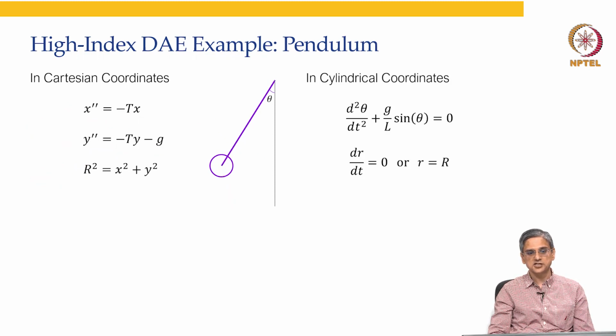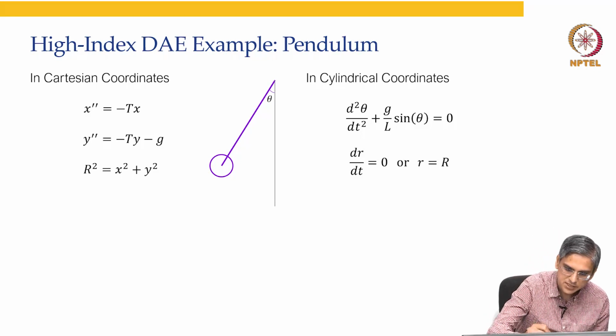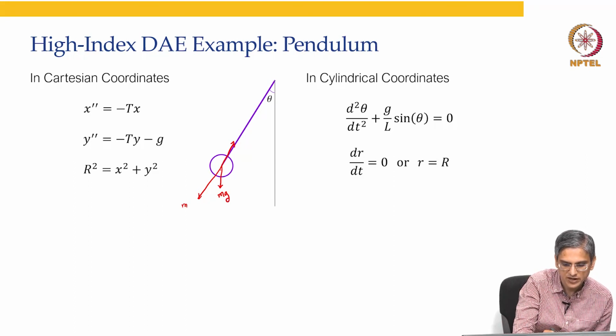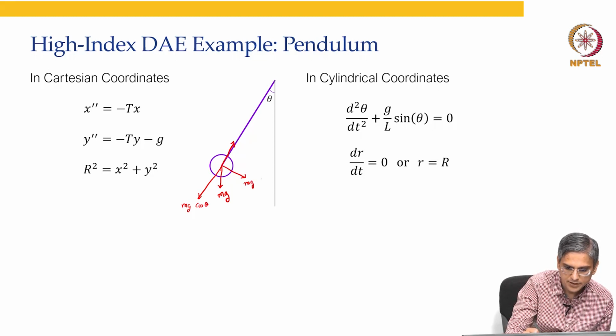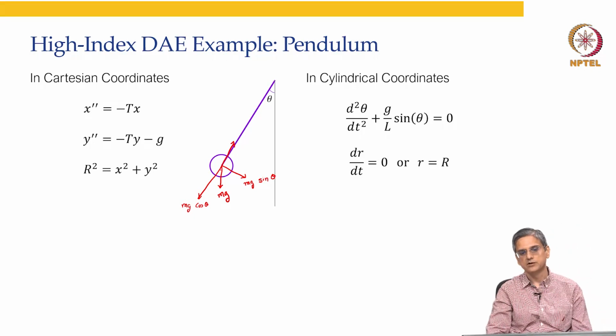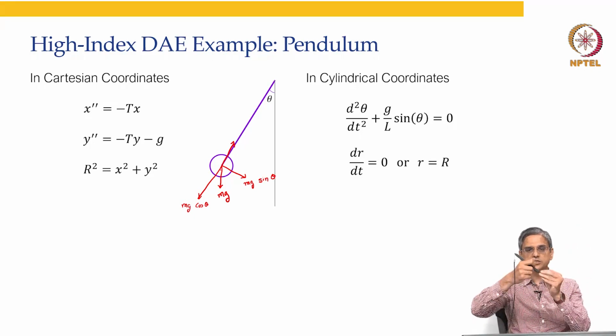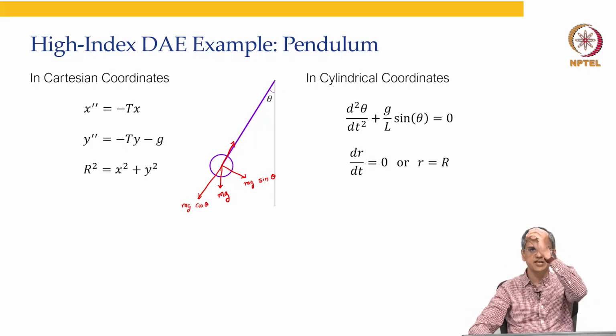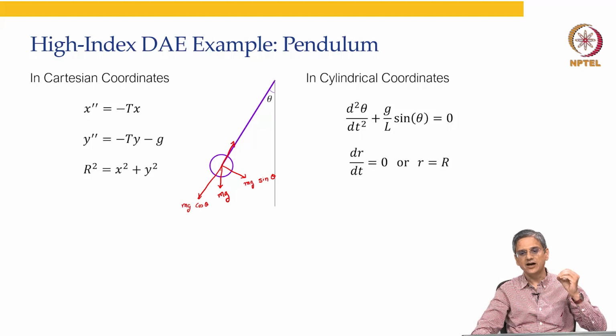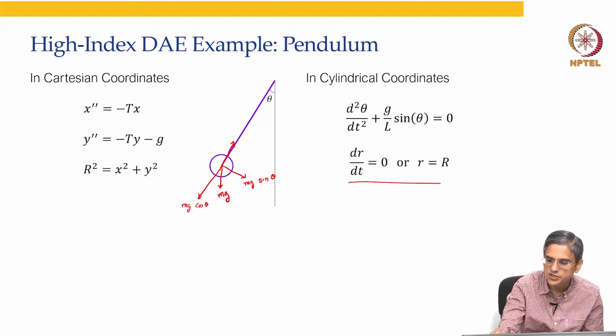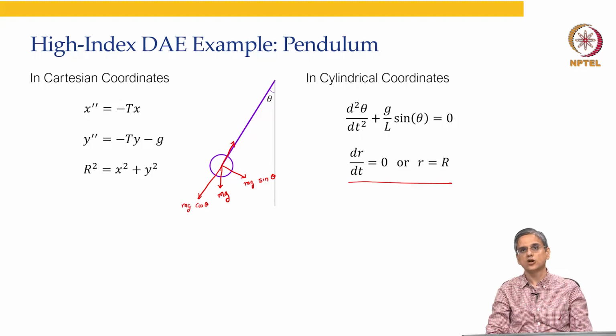Instead of solving this in Cartesian coordinates, we can solve it in polar coordinates. In polar coordinates, what happens is that you have the tension in this direction, as against that you have mg cos theta and mg sin theta acting in this direction. Now, because this ball is not going to move radially at all, what we have is dr by dt equal to 0. Why? Because this ball is not moving radially.